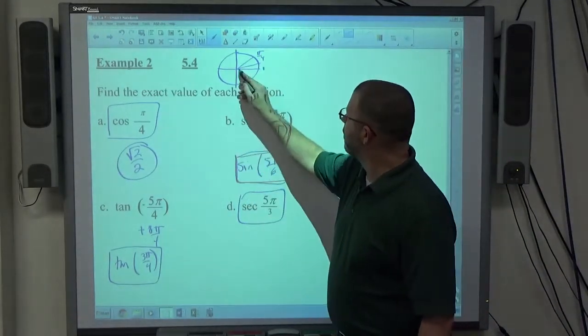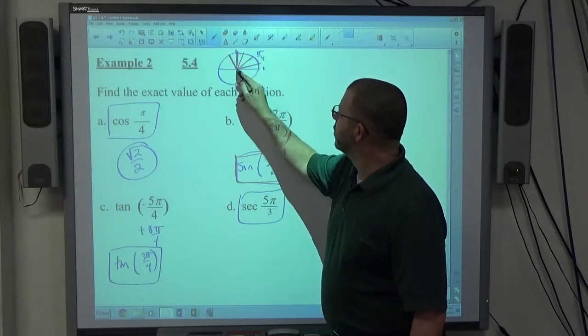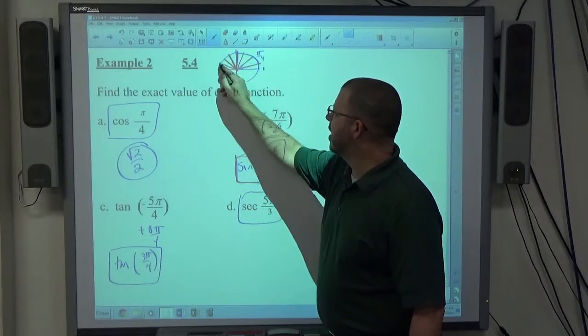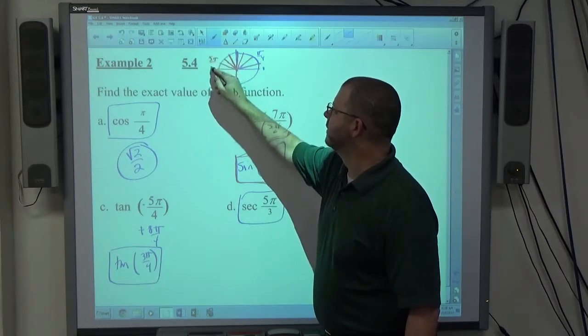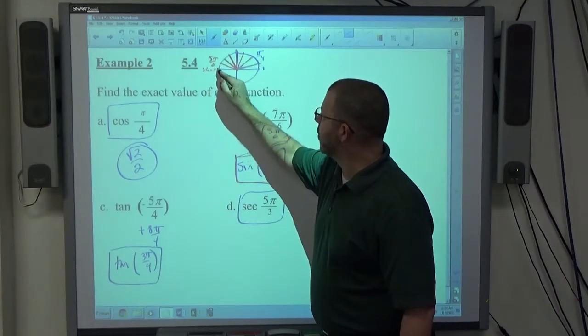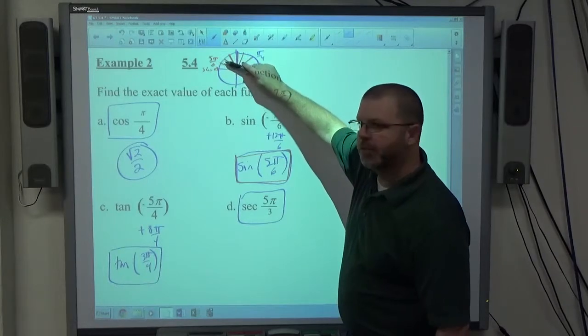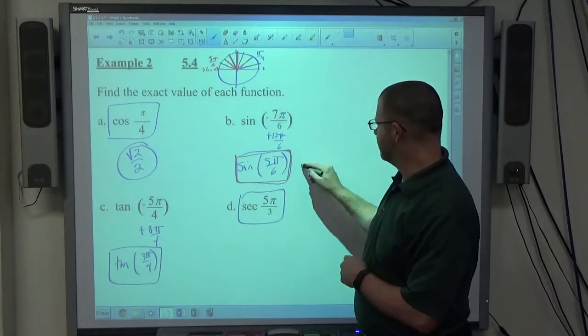We move on to sine of 5 pi over 6. So again, we're at pi over 6, pi over 4, pi over 3, pi over 2, 2 pi over 3, 3 pi over 4, 5 pi over 6 is right over here. And this is sine equals 0 right there, right? 0, and we're going 1 step up from 0, so that'll be positive a half.